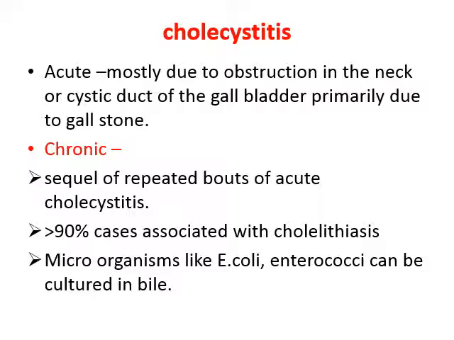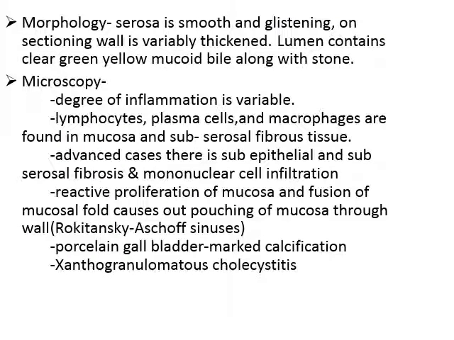In case of chronic, it may occur as a sequelae of repeated bouts of acute cholecystitis. More than 90% cases associated with cholelithiasis. Microorganisms like E. coli, enterococci can be cultured in the bile of the chronic cholecystitis. Morphology of the gallbladder. The serosa is smooth and glistening. On sectioning, wall is variably thickened. Lumen contains clear green-yellow mucoid bile, maybe along with stones.